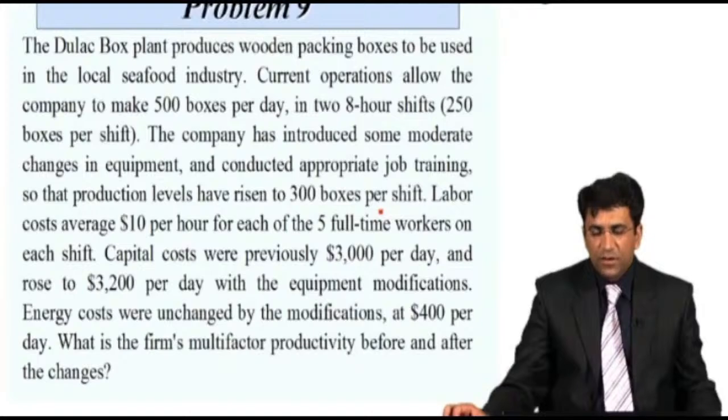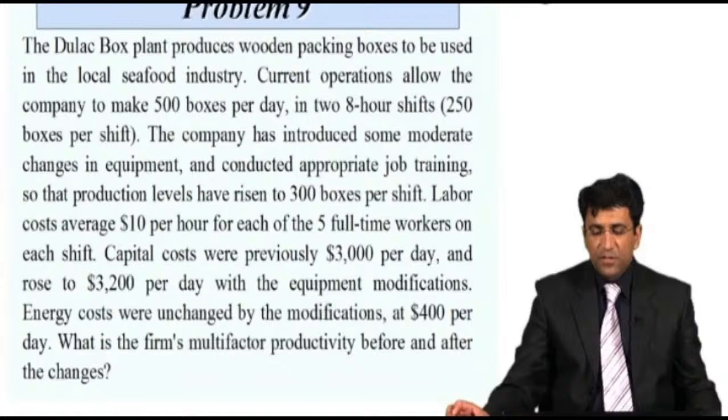So initially they were able to produce 500 total boxes in the 2 different shifts, and now the new output has increased to 300 multiplied by 2, because there are 2 shifts, 600 boxes. That is the new output. Labor cost averaged $10 per hour for each of the 5 full-time workers on each shift. Capital costs were previously $3,000 per day and rose to $3,200 per day with the equipment modifications.